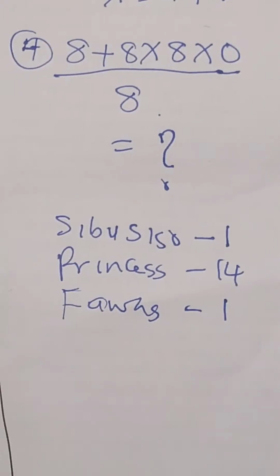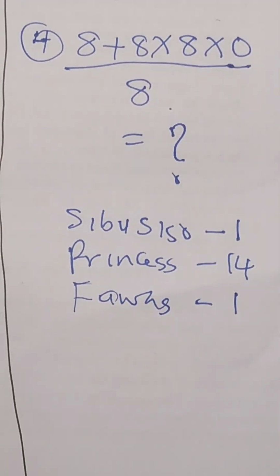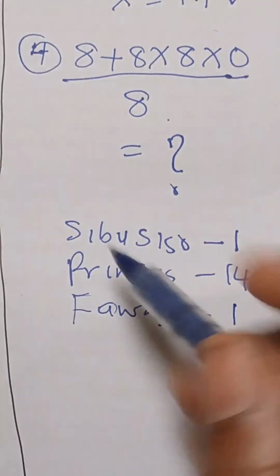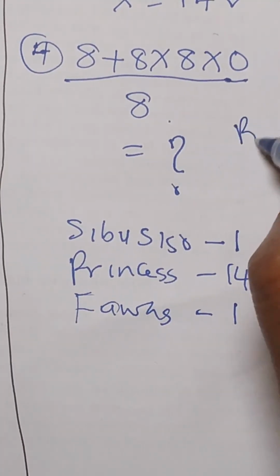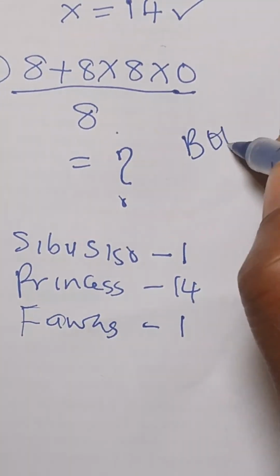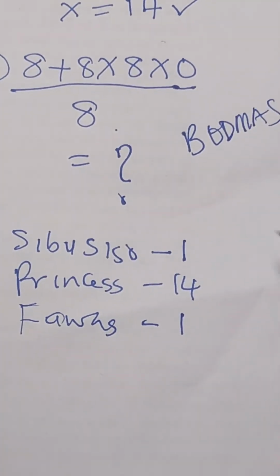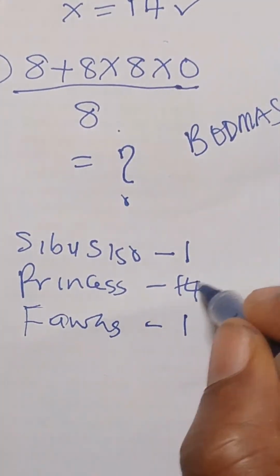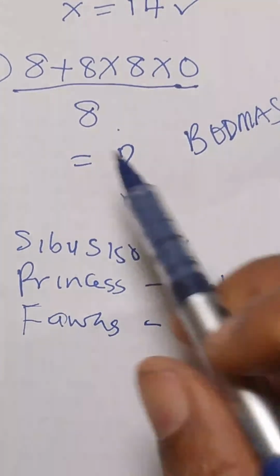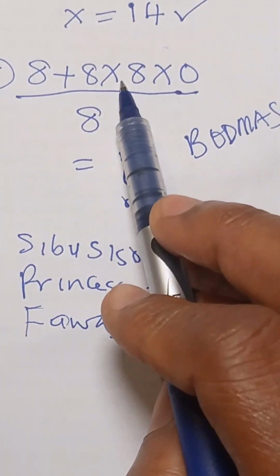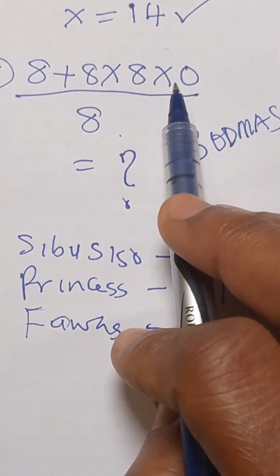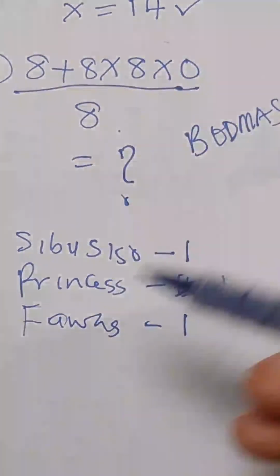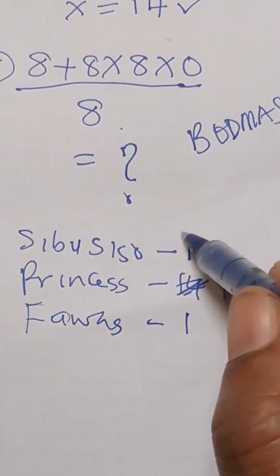Okay, so let's solve this, please. Now, this is 8 plus 8 times 8 times 0. So we apply BODMAS. So Princess, okay, Princess 1. We apply BODMAS. 8 times 8 is 64. 64 times 0 is 0. So everything here is 0. Then we have 8 remaining. So 8 divided by 8 will give us 1.